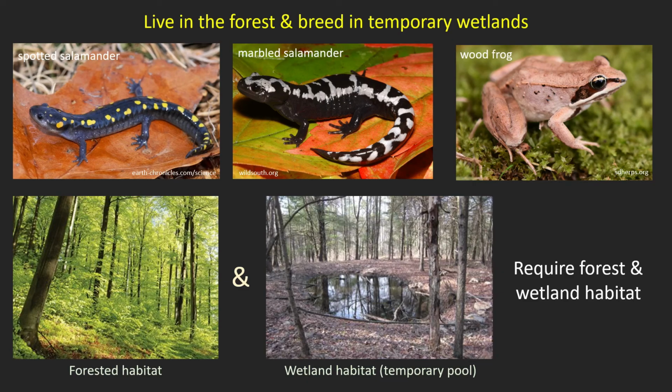habitats, but they require wetland habitats such as vernal pools for breeding. Wood frogs and marbled salamanders are unlikely to occur in a forest unless there is a temporary pool somewhere nearby. So while it's important to conserve vernal pools for these wildlife, how we manage the forest around these wetlands is just as important.